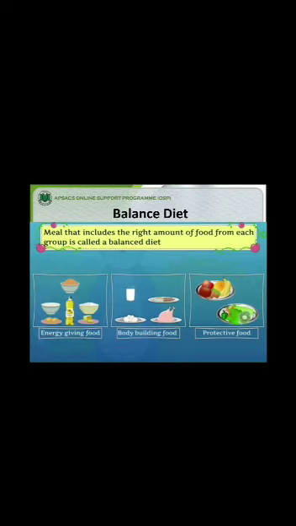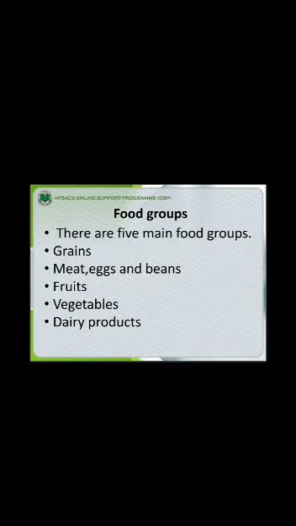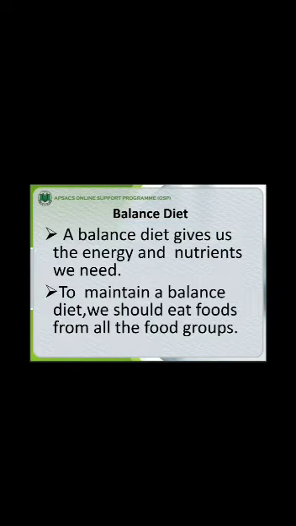Now we will discuss why balanced diet and regular exercise are important. What is a balanced diet? A meal that includes the right amount of food from each food group is called a balanced diet. What are the five main food groups? There are five main food groups. These are grains, meat, eggs and beans, fruits, vegetables and dairy products.